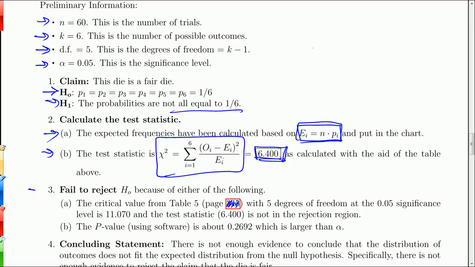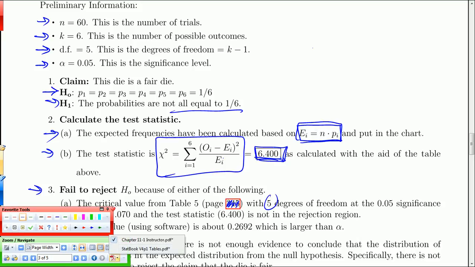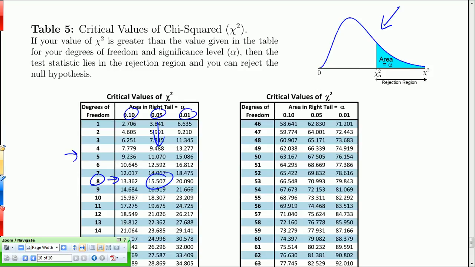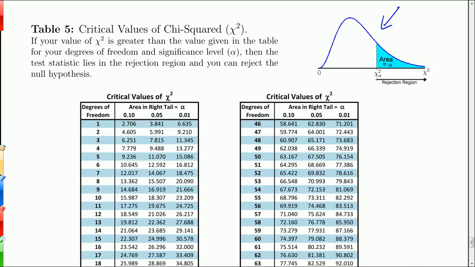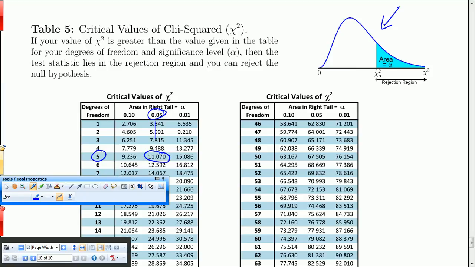So now, do we reject or fail to reject the null hypothesis? Well, if we take our degrees of freedom, 5, and we go to table 5, what you'll see is, let me erase this. We are at 5 degrees of freedom. It's a 0.05 significance level. So my critical value is 11.070.